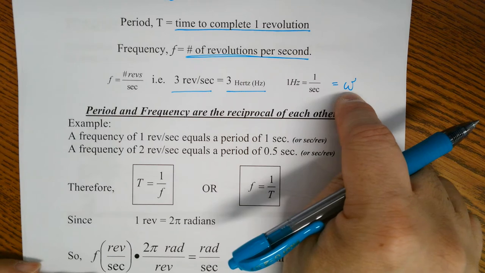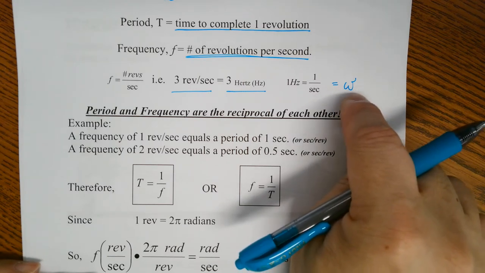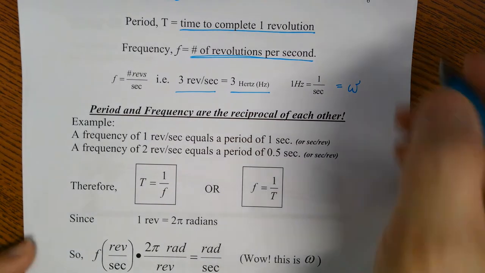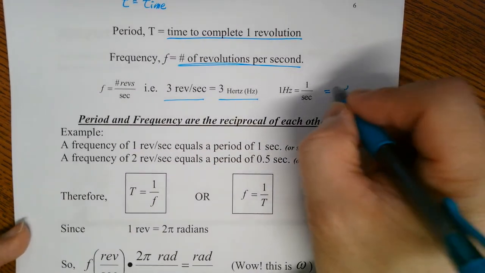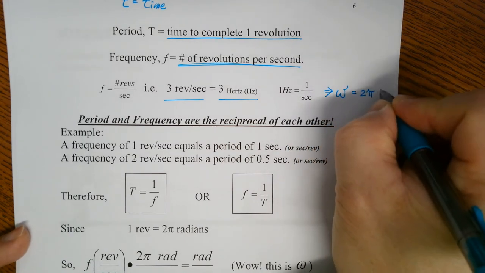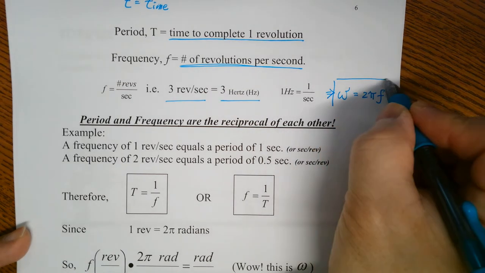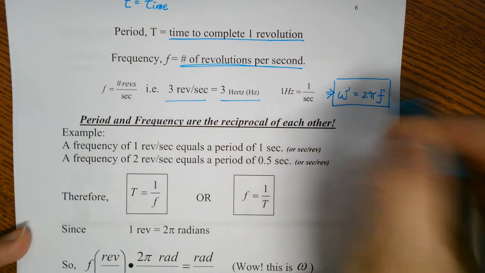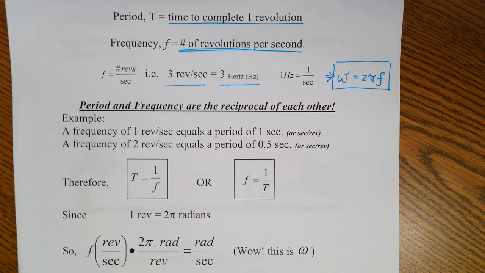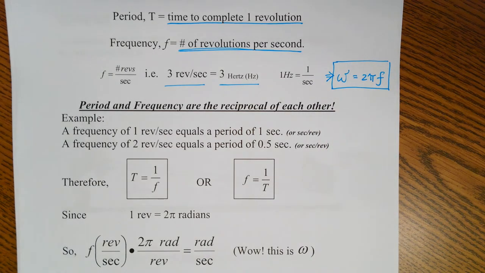And since a revolution is 2 pi, right? So we'll talk about that. So if we multiply omega with 2 pi, 2 pi f, this represents angular velocity or angular speed. Okay?